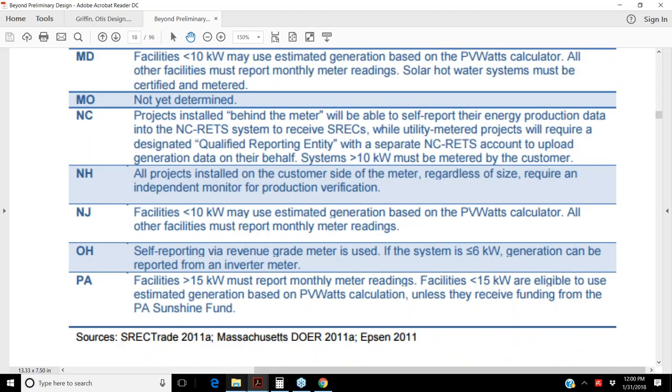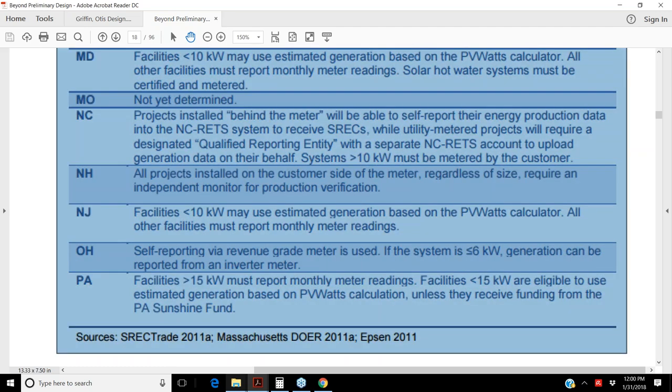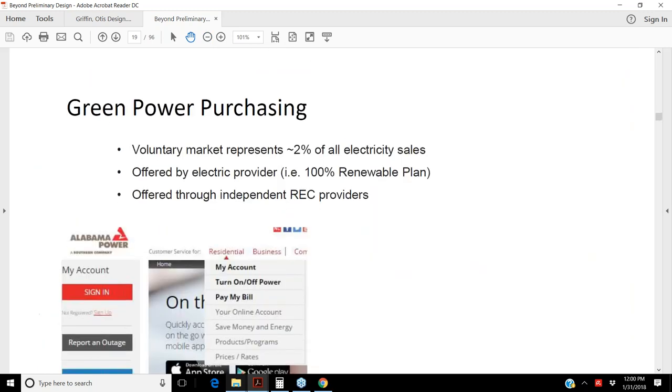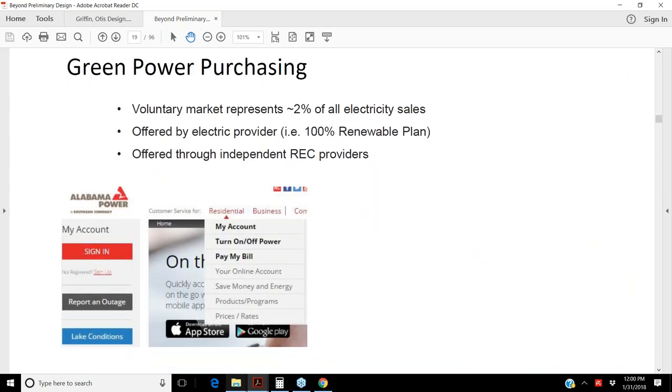Now, I said New Jersey, one of the more expensive REC markets, you can do an estimate based off PV watts. That doesn't give you a license to go out and fraudulently claim renewable energy credits. You can get audited if you're claiming renewable energy production and receiving monetary compensation for it, but you're not actually producing that energy. That actually is fraud, and you can get in trouble for it. But what we can see is that they're a little bit more relaxed in the reporting of renewable energy credits, at least at the residential level, than what your solar installer might think.